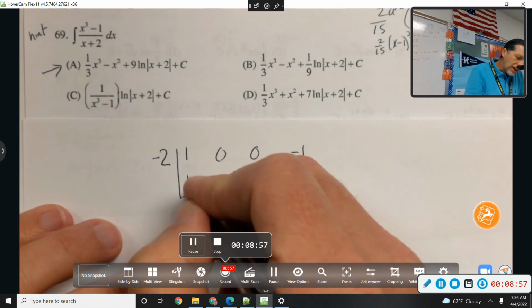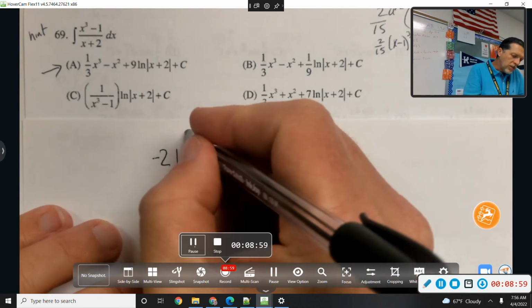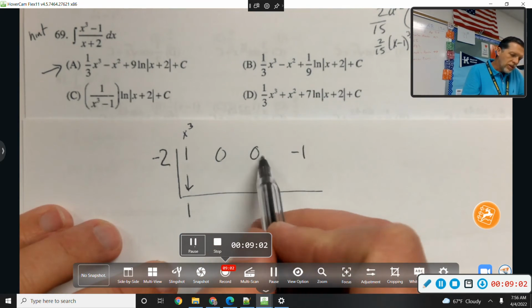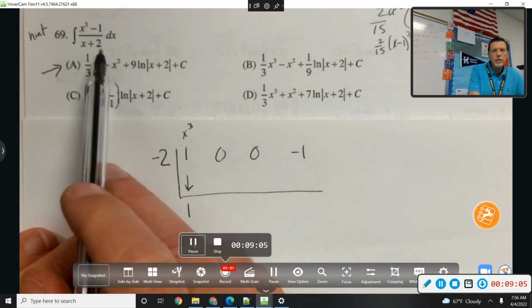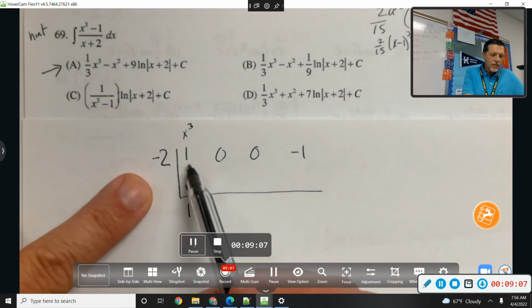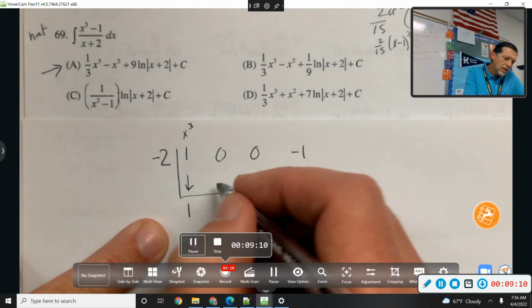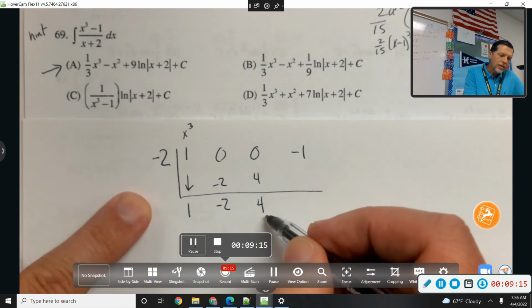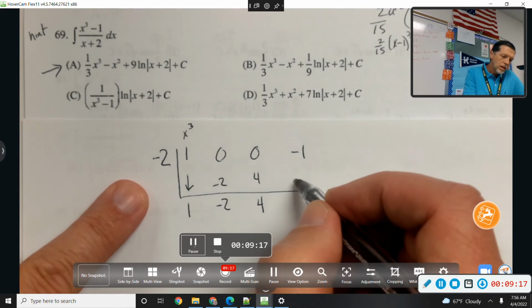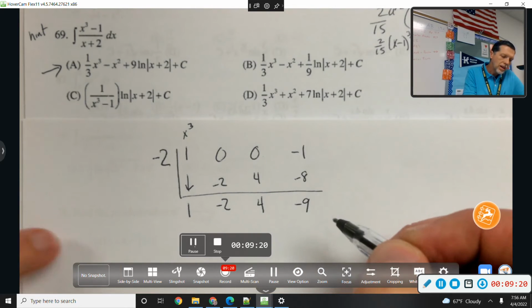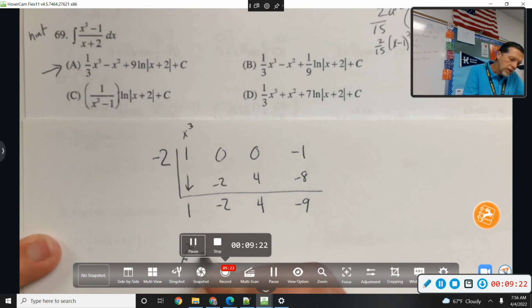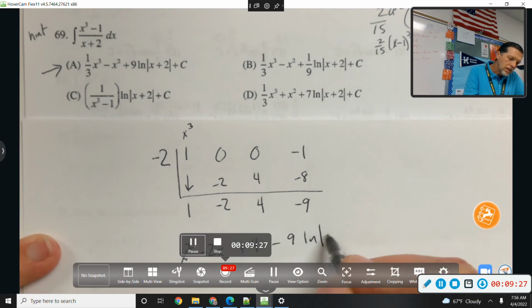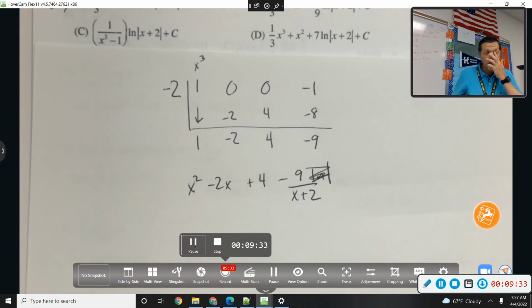So, synthetic divide. Put down the coefficients: x cubed, x squared, x, minus 1. If we're dividing by x plus 2, then the negative 2 goes out front. Copy down the 1. Multiply, add, multiply, add. There's that 4 that somehow disappeared. Multiply, add. x squared minus 2x plus 4 minus 9 over x plus 2. Jumping steps there. So that's what I got when I long divided.